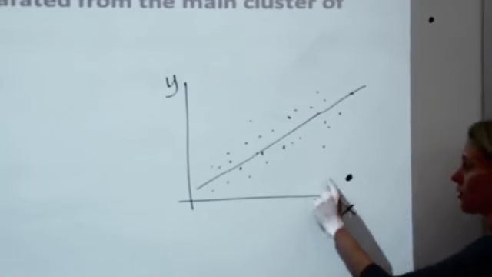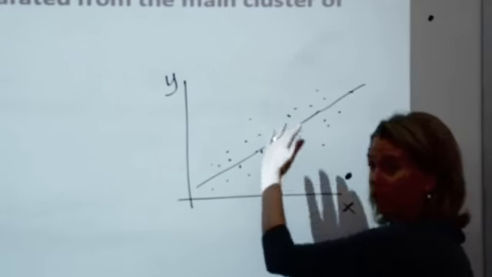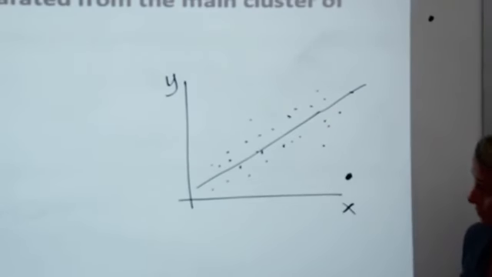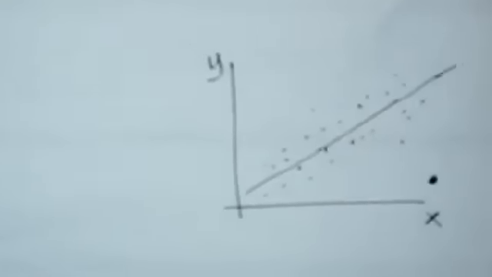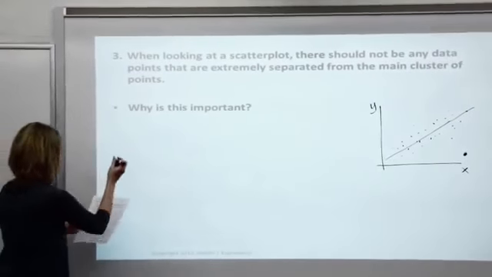The other thing, if you have unusual points like this, that can start to have some influence on your regression line. Your regression line might be pulled down by that. So when looking at our scatter plot, we want to make sure that there aren't any points like this that are separated from the main cluster of points. And again, if there are, we'll eventually discuss how we handle points like that.